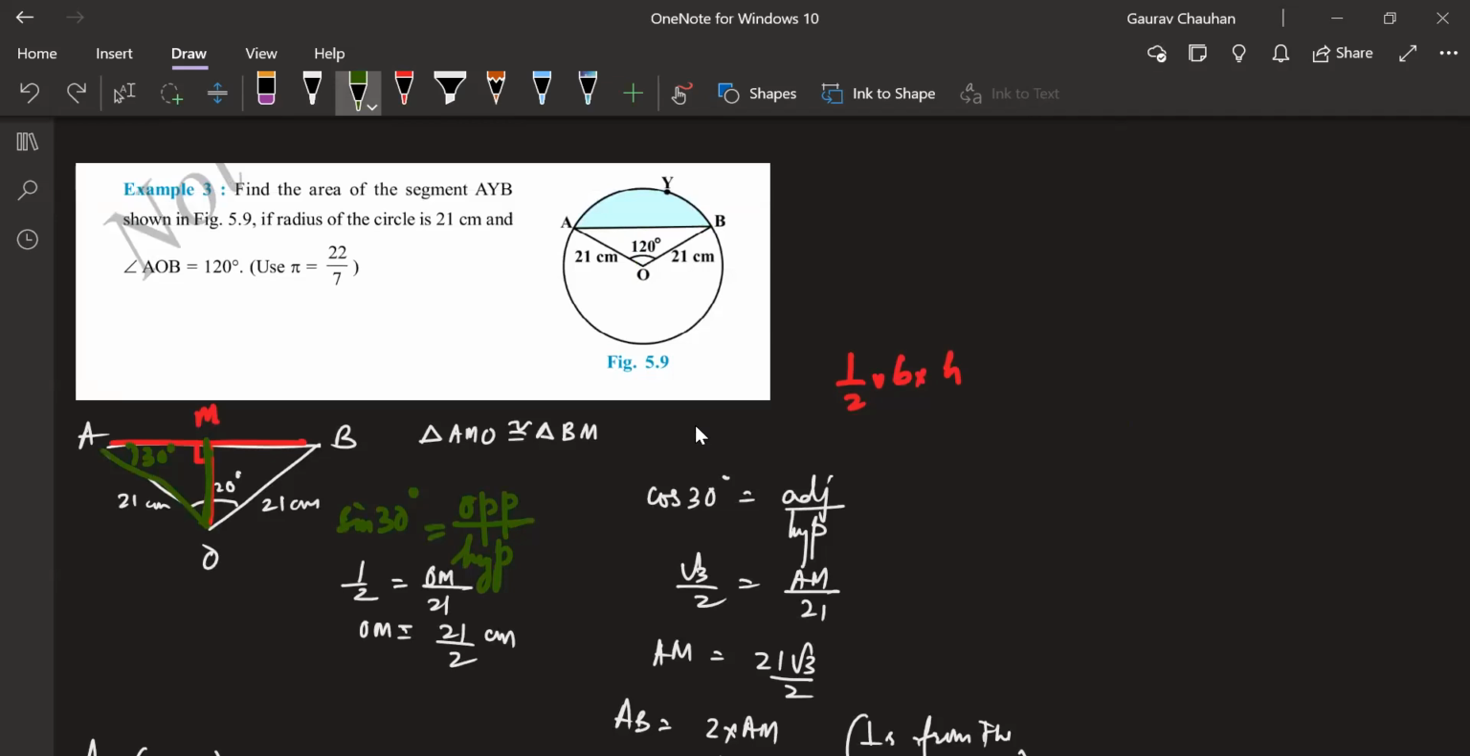To find the remaining sides of a right triangle when one side is given, all we have to do is make it into a right triangle. How do we make it? We drop a perpendicular from the center to the chord.